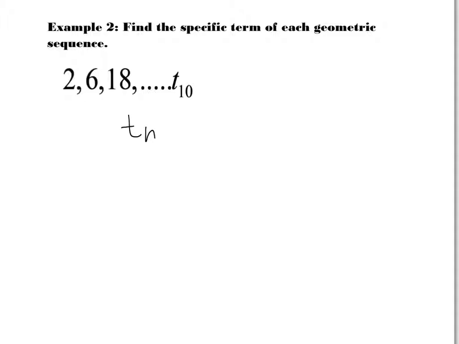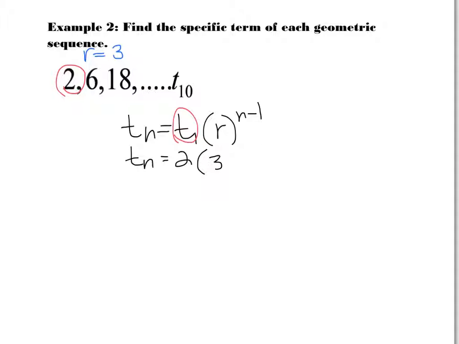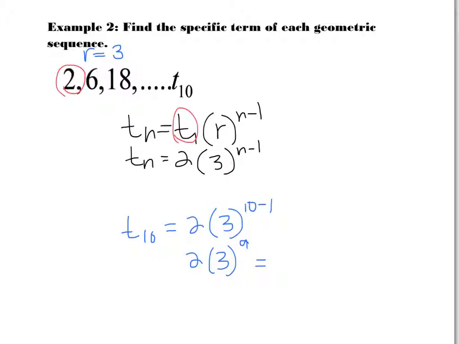So the same steps apply. First, we want to come up with a formula for the nth term. So we know T1 is going to be 2. And we know our common ratio. In this case, we're multiplying by 3 between each term. So we have Tn equals 2 times 3 to the n minus 1. But we're trying to find the 10th term. So we're going to do 2 times 3 to the 10 minus 1, or 2 times 3 to the 9th, which is 39,366.